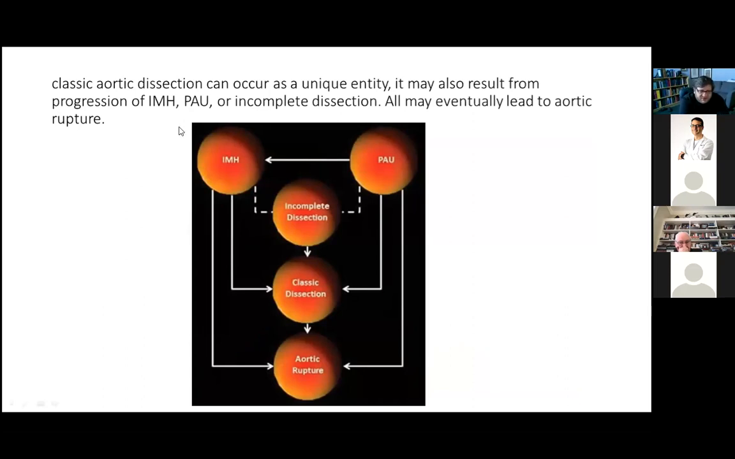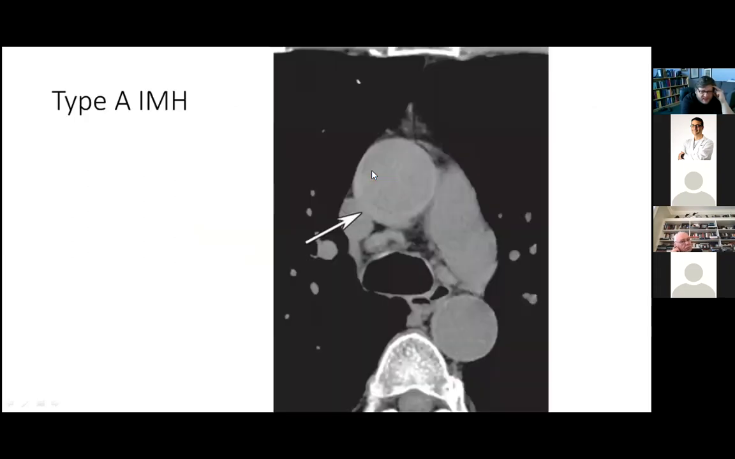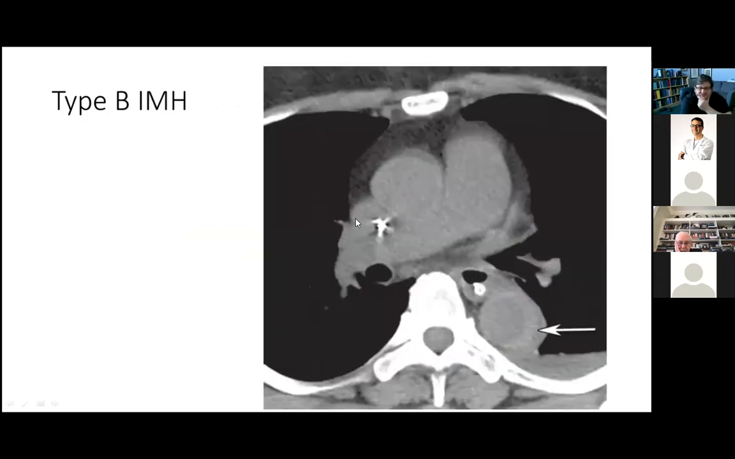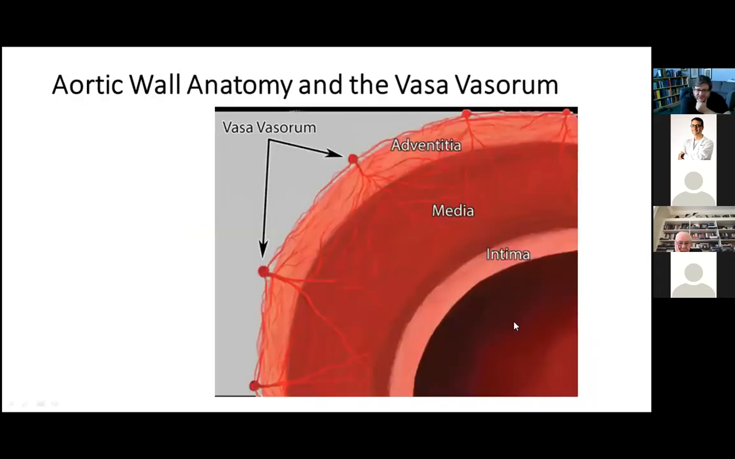So obviously we know aortic dissection can occur as a unique entity, but can also result from progression of intramural hematoma, or, as I just said, an atherosclerotic ulcer. Again, I just want to depict some imaging of a classic type A IMH with this crescentic hyperattenuation. I'll go through the importance of imaging in these patients. And here you see it limited to the descending thoracic aorta.